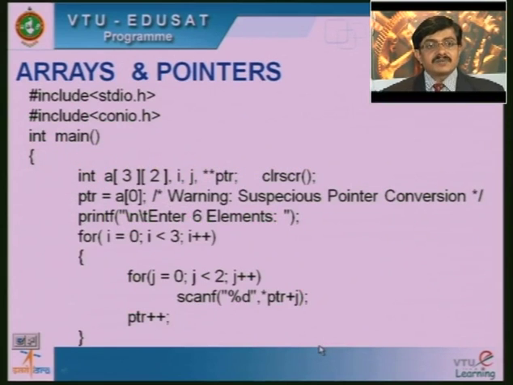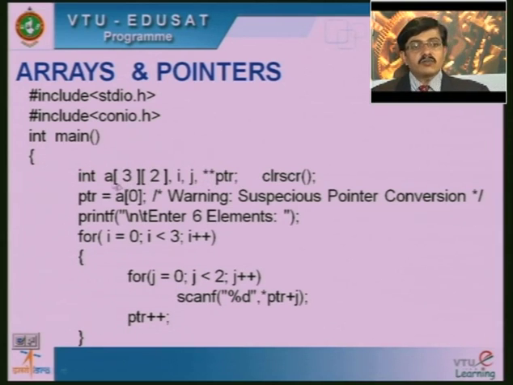Next, consider this particular program: int a of 3 2. So a is a 2-dimensional array having 3 rows and 2 columns. ptr is equal to a of 0. ptr will hold the base address of the 0th array, and you can see it is a pointer to pointer, because 2-dimensional arrays are arrays of 1-dimensional arrays.